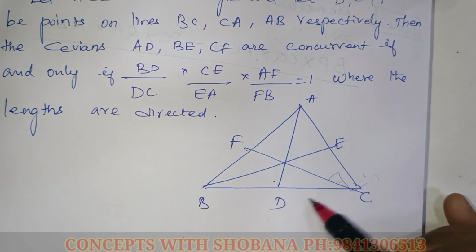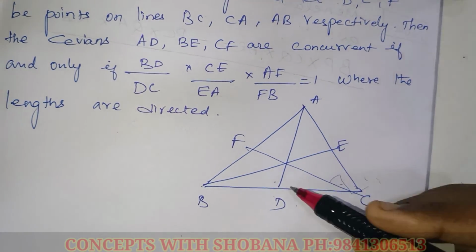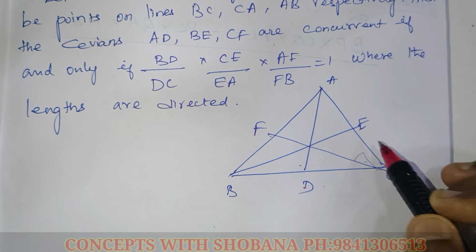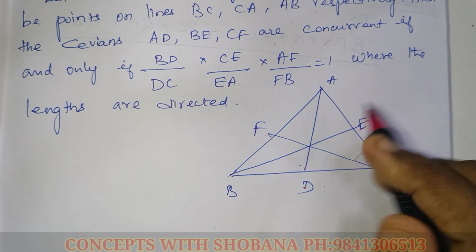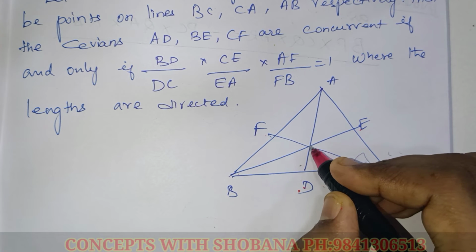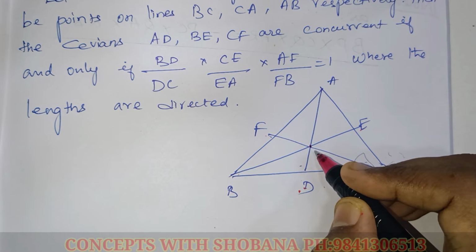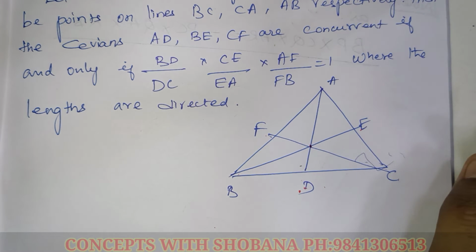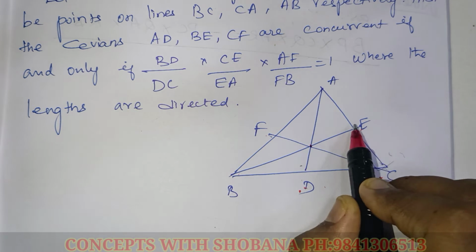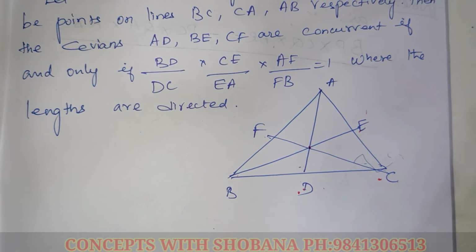See, in triangle ABC, D, E, F, these are the points. AD is one CVN, BE is one CVN, and CF is the other CVN. These three CVNs are concurrent. What is the meaning of concurrent? They all intersect at the same point. If they intersect at the same point, that is possible if and only if, when? When BD by CD into CE by EA into AF by FB is equal to 1.